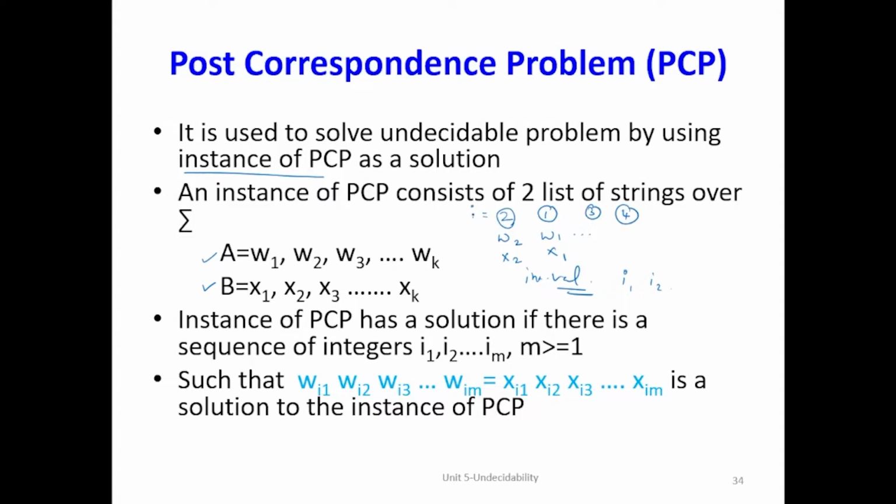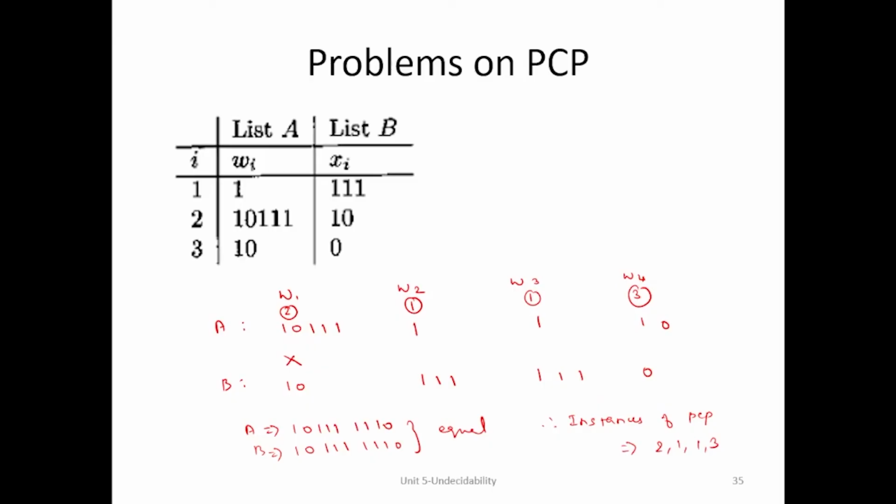So if you take an instance, all the strings from 1 to k should be taken from list A and also from list B. At last, those values should be equal. If the values are equal, then there is a solution for the given set of strings. Otherwise, there is no solution. So this is the Post Correspondence Problem.